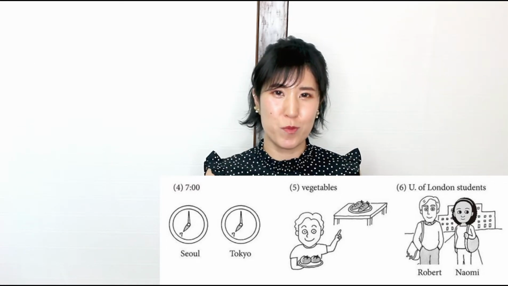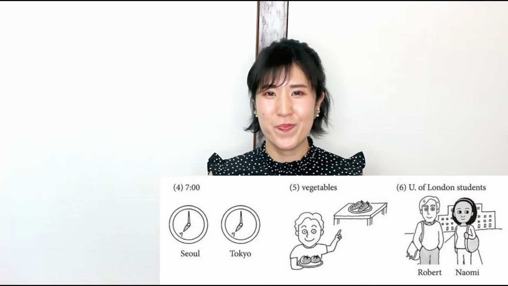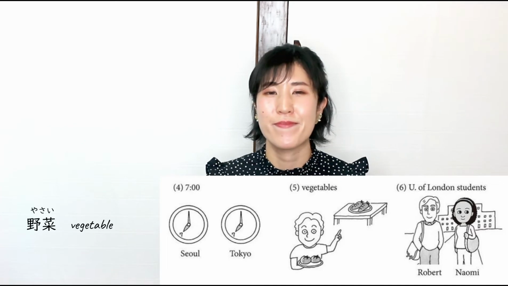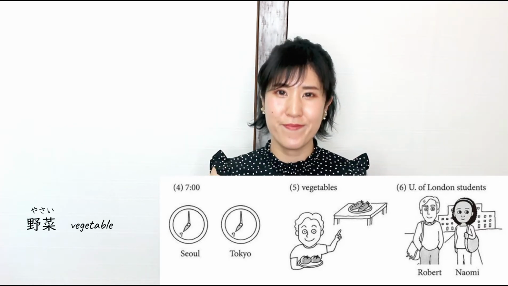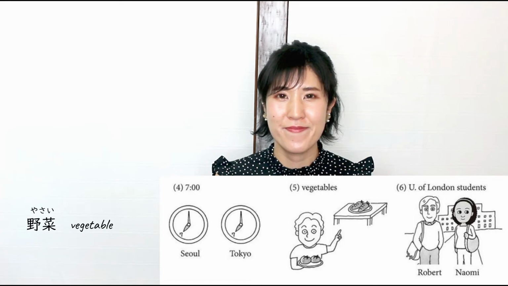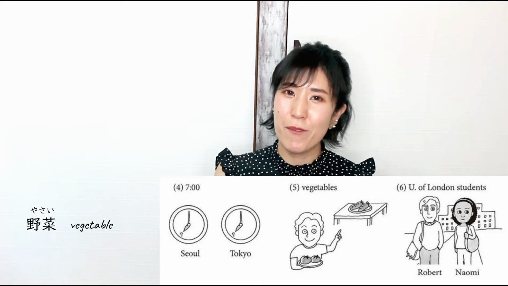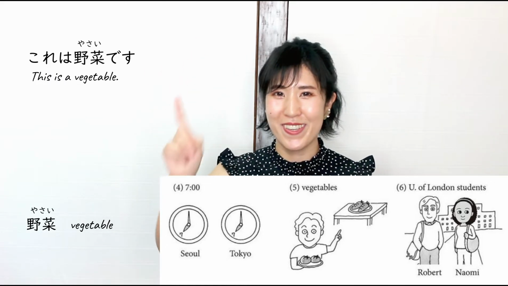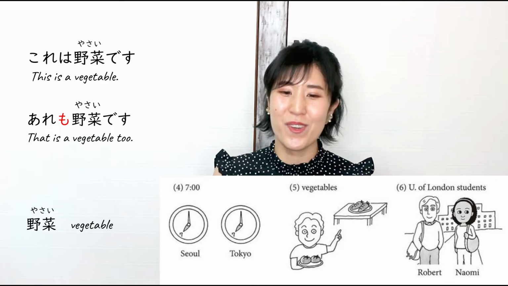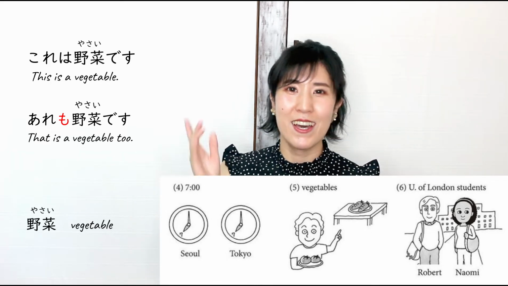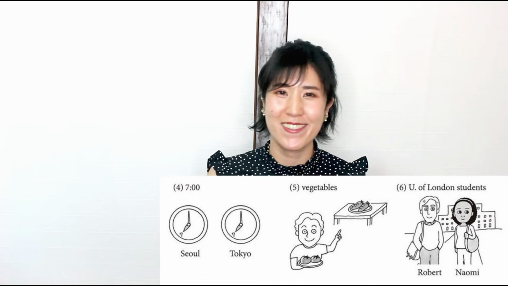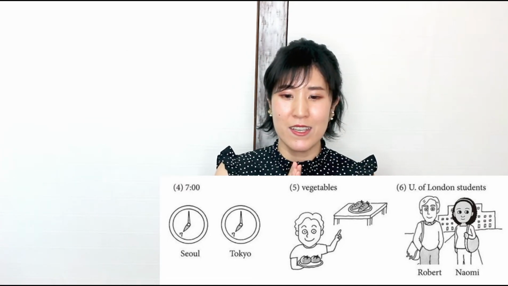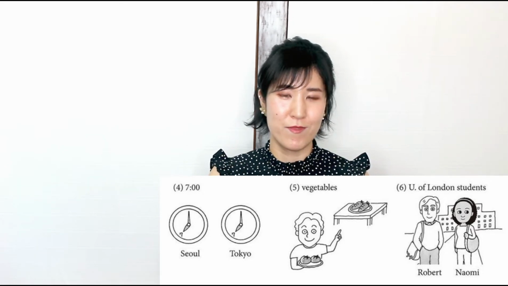This is a vegetable. That is a vegetable. Vegetable in Japanese is 野菜。これは? これは野菜です。あれも野菜です。Okay. Number six. Robert is a student of London University.